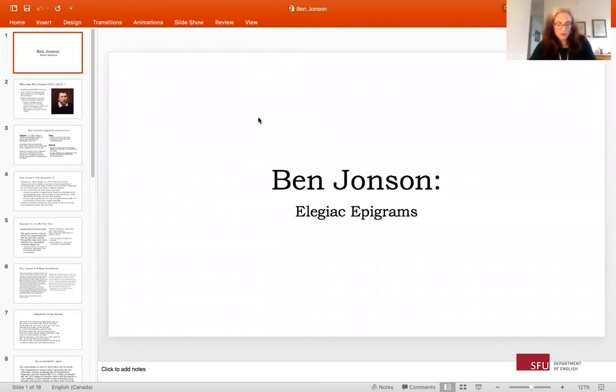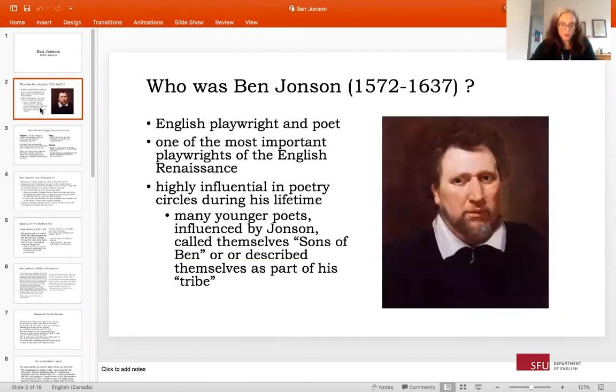We're going to talk about some poems by Ben Jonson today. And Ben Jonson, who is Ben Jonson? His dates are 1572 to 1637. And he was an English playwright and poet. He is generally considered one of the most important playwrights in the English Renaissance and is often evaluated as second only to Shakespeare. He was also famous as a poet and was highly influential in poetry circles during his lifetime. So many younger poets who were influenced by him called themselves the Sons of Ben, or they described themselves as being part of his tribe.